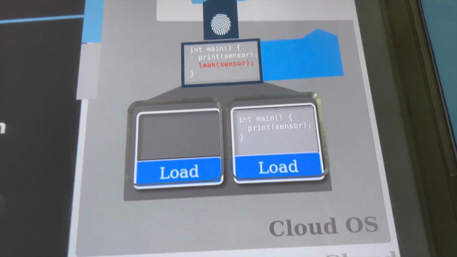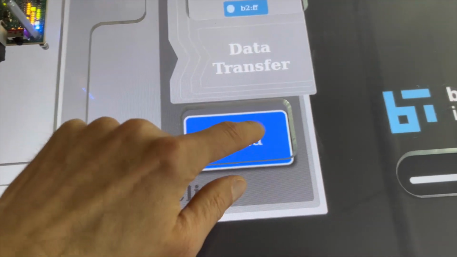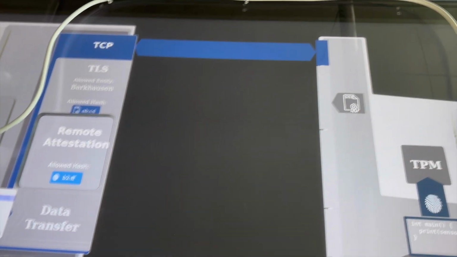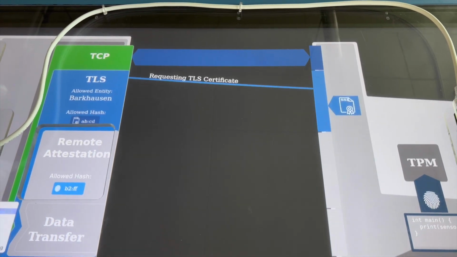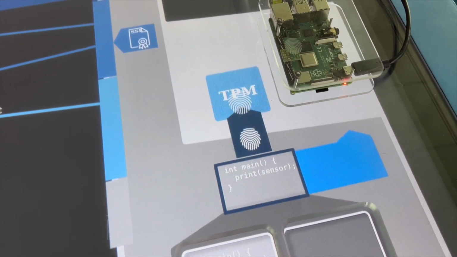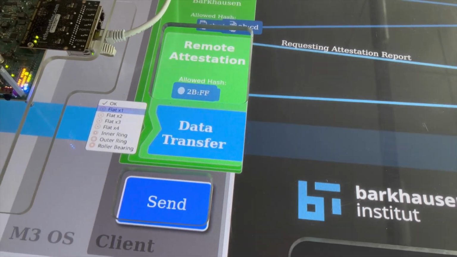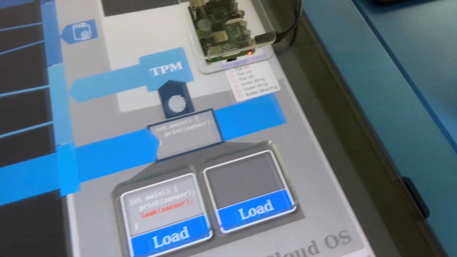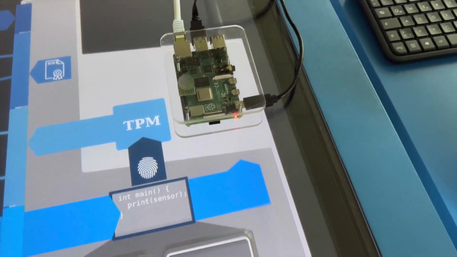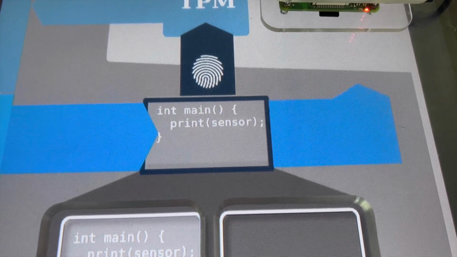If we load the correct software and then perform the test again, the combined remote attestation and transport layer security protocol will again compute a fingerprint of the now correct software that is running on this computer. And this digital certificate about the software running will now be recognized by the sensor device, and the data will be sent. And the sensor can be certain that the data will be used properly and not leaked.